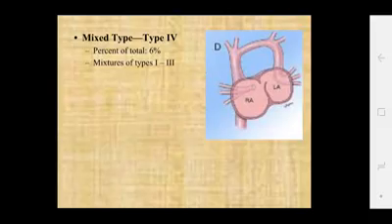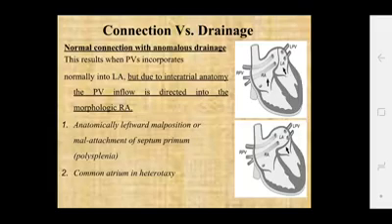The last type is type 4, or we call it mixed type. Usually it's mixed between type 1 and type 3, sometimes type 1 and type 2. Like in this image, the right pulmonary veins join the right atrium directly, and the left pulmonary vein joins the innominate vein. Sometimes the right pulmonary veins join the superior vena cava, and the left pulmonary veins join the innominate vein. So it's a mix of both types.